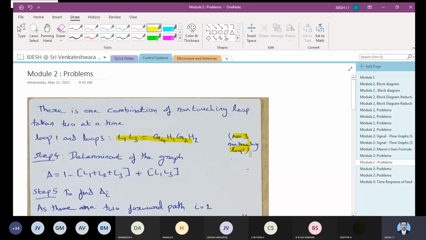Once all this non-touching part is over, then you have to find the determinant delta. So delta will be 1 minus (L1 plus L2 plus L3) plus this one non-touching loop pair, L1 L3.